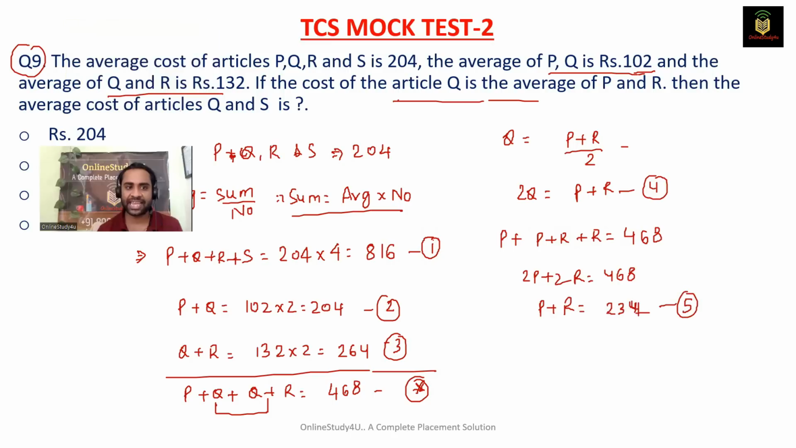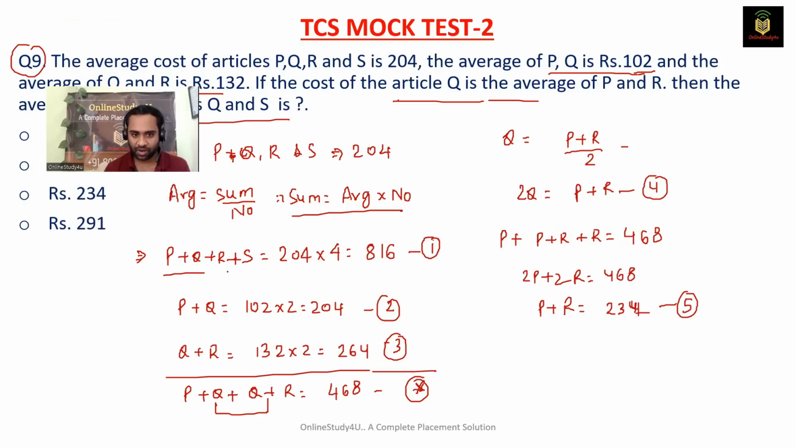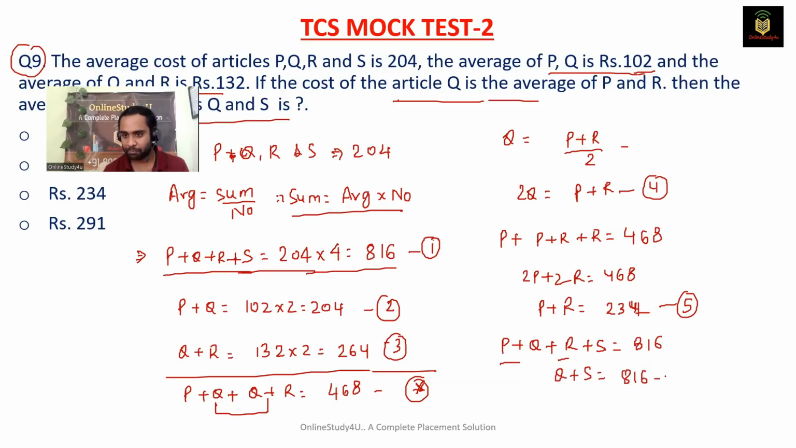Now what they're asking is, what is the average cost of articles Q and S? So P plus Q plus, from equation 1, R plus S is equal to 816. Now P plus R is 234, so Q plus S will become 816 minus 234. 6 minus 4 is 2, 11 minus 3 is 8, and 7 minus 2 is 5.